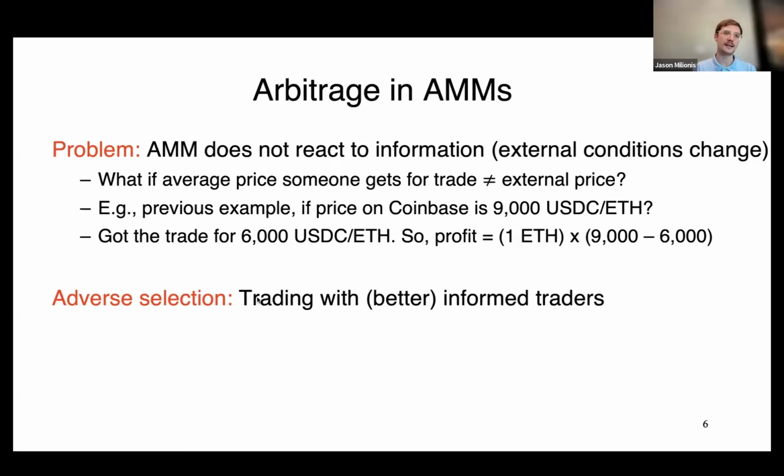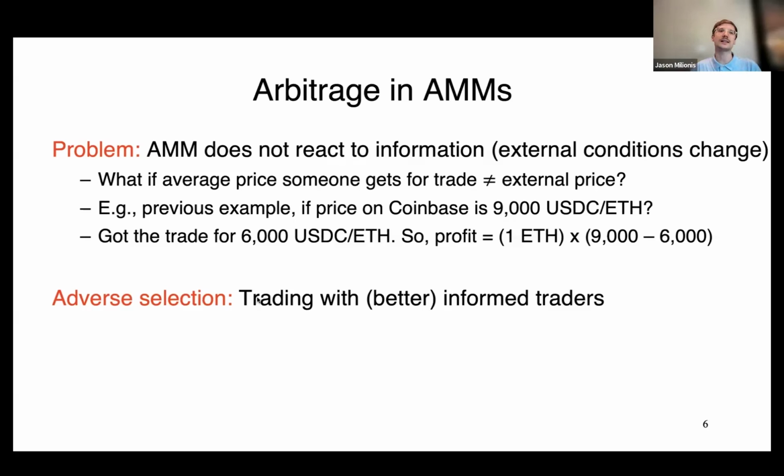On our previous example, if we had also, let's say, Coinbase that offered a price for Ethereum of $9,000 per ETH, then we can see that the previous trade was actually executed for $6,000. So this party who would transact both on the AMM and on Coinbase would obtain a profit that is the quantity of Ethereum that they got, that is 1 Ethereum in our example, times the price difference on these two prices. So the external price is going to be 9,000 minus the average price that they got, which is 6,000. So they would obtain a profit in this way.